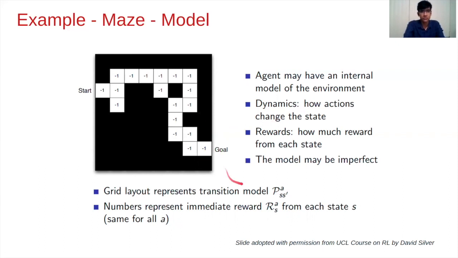And the model says what is the probability of transitioning from some state S to the next state S dash given an action A. So from S, you can go to multiple states. What is the probability of going to S dash given I take the action A? That is the model.